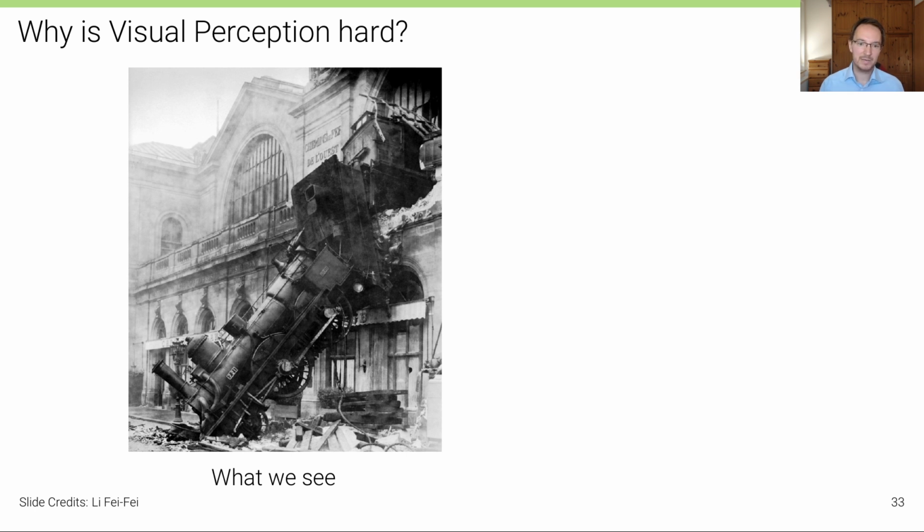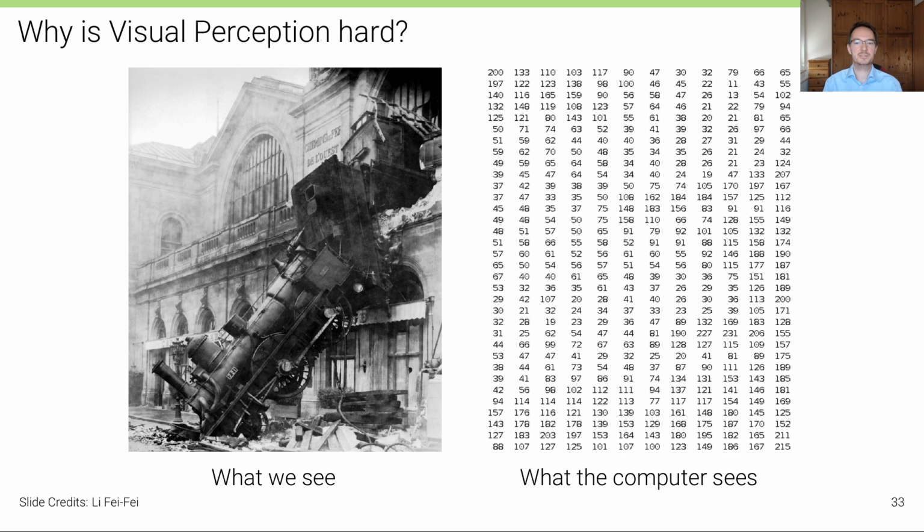Now, one key aspect of why visual perception is hard is what I've already mentioned: while we as humans look at this picture and immediately, in the order of a few milliseconds, obtain an understanding of what's happening in it, what the computer sees is just a pixel matrix, and we need to interpret this pixel matrix in order to come up with a hypothesis about what's happening in that image. And this interpretation is hard.